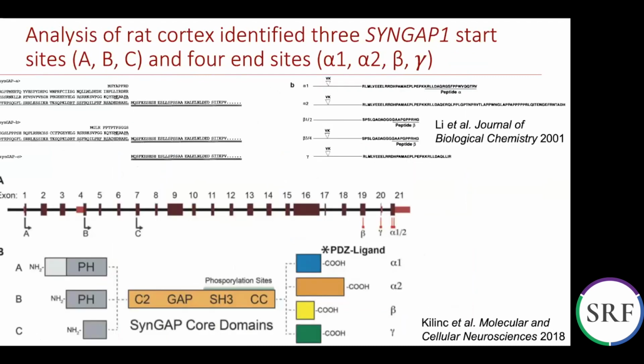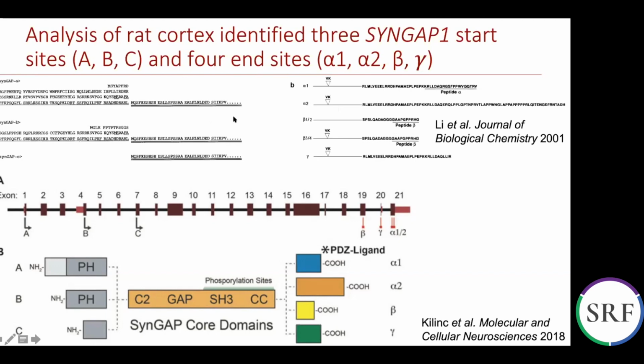Digging back into the literature, back to 2001, we can see some work done in rats, which starts to describe these different patterns by which the SynGAP1 gene is made to then make a protein. What this paper does is to identify and then name these differences at the start and the end. Now, this was done in 2001.